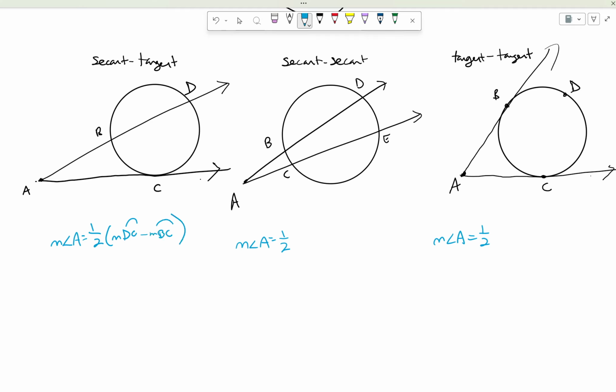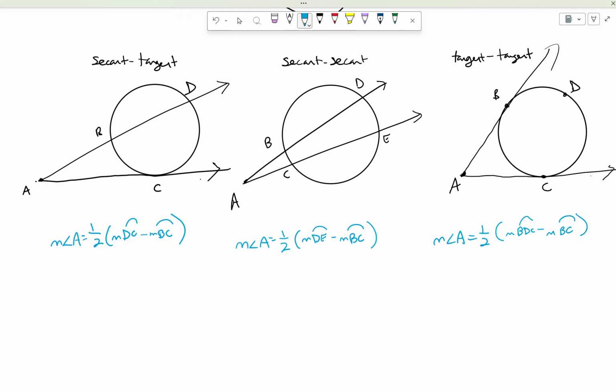For angle A, here on secant secant, it's the outside guy, the furthest, DE, to the closer one, BC. Same logic here for tangent tangent. The far one is that major arc BDC subtracted by the closer minor arc, which is BC.